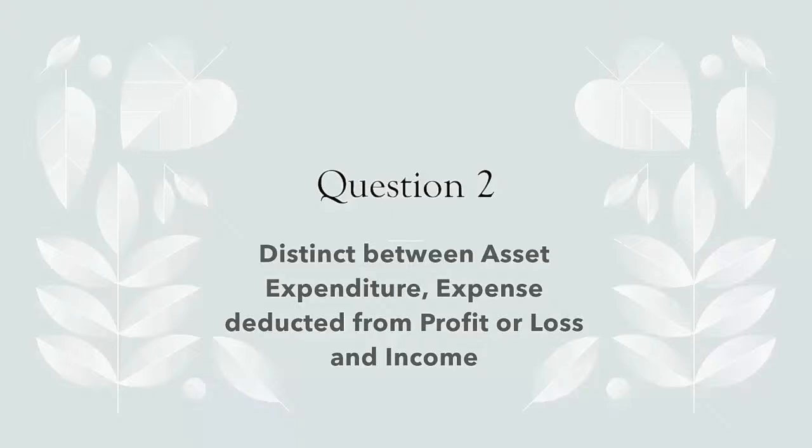Question recap. The question asks us to classify several items as either 1. Asset expenditure. Money spent on long-term assets that benefit the business beyond the current accounting period. 2. Expenses charged to profit or loss. Short-term costs fully consumed within the current year and deducted from income to calculate profit. 3. Income. Money earned by the business contributing to its revenue. Let's now go through each item and its answer in detail.